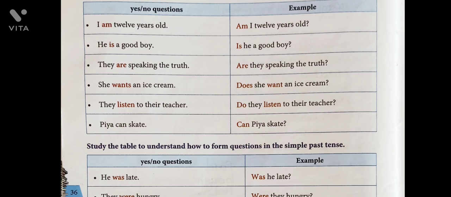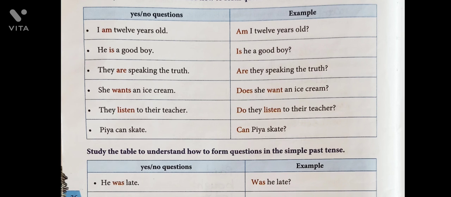Question mark. Listen everyone. In interrogative sentences, for example questions, question mark is very important. Okay, keep that in your mind. So here the sentence is I am 12 years old. So the question will be, am I 12 years old? Easy, right?